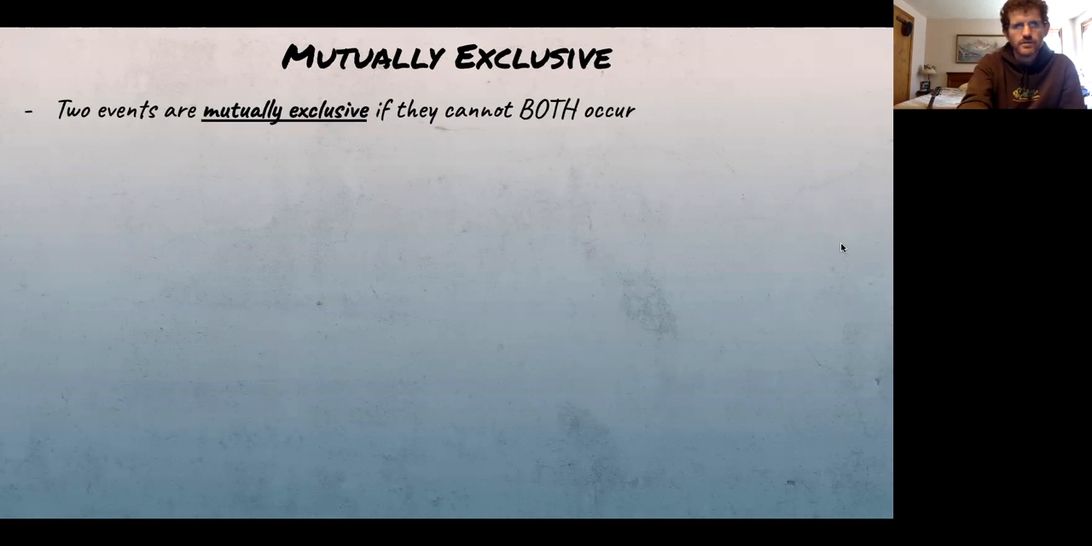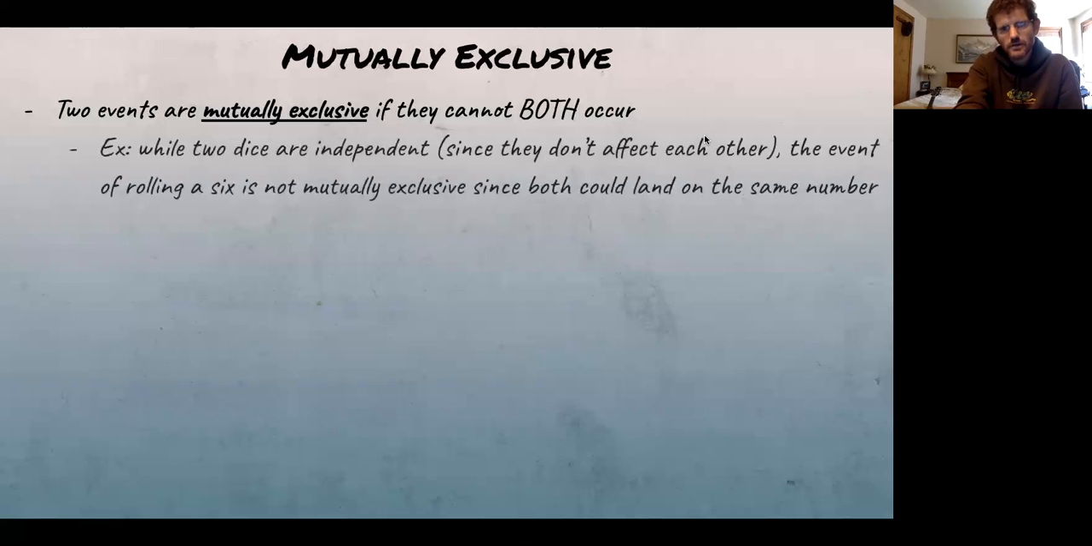Mutually exclusive. We're going to spend a little bit of time on this today. This is one that is conceptually really simple, but in practice it can be a little bit more confusing sometimes. And you might have noticed that in statistics, it happens that way. So, mutually exclusive: two events are mutually exclusive if they cannot both occur. So let's see. We're going to determine if this is mutually exclusive or not.